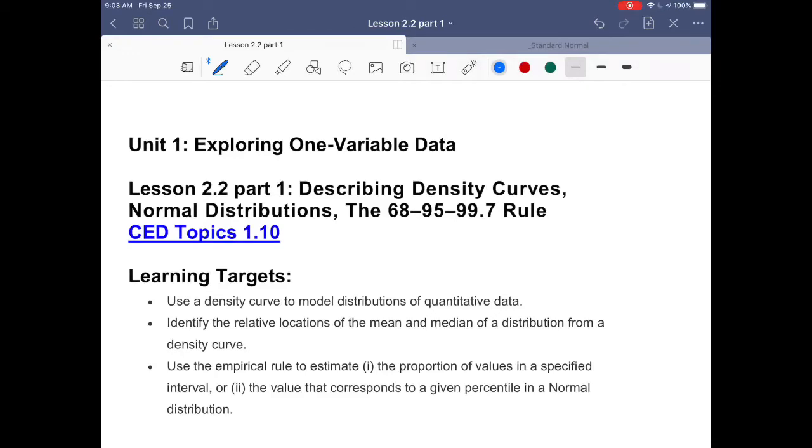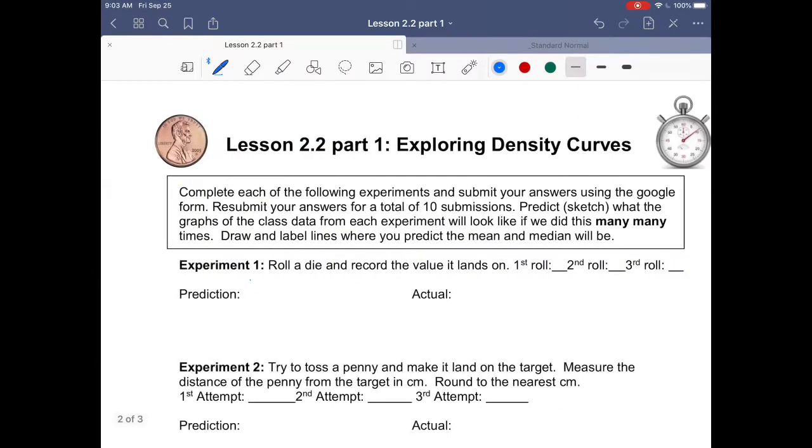Hi everyone, in this video we're going to start taking a look at density curves, which will lead us to the normal distribution, which will lead us to the 68-95-99.7 rule. You can read the learning targets now, but they're all to do with density curves, mean, median, and eventually the normal distribution. Let's get right to the activity.